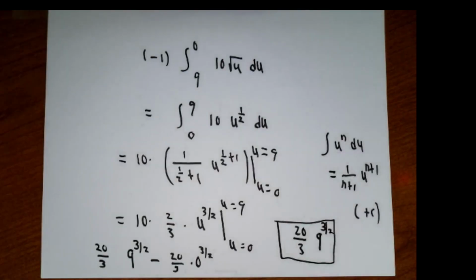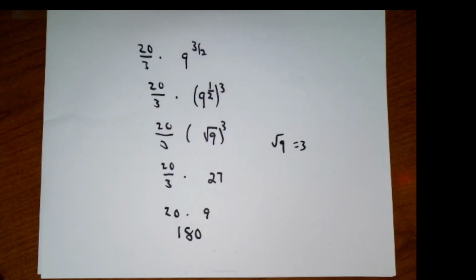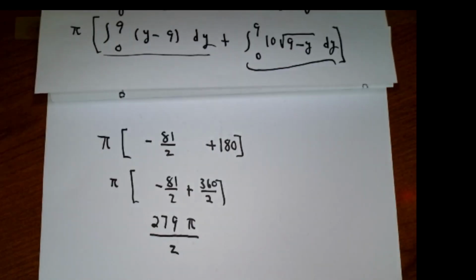Putting the numbers in, this second integral is 20 over 3 times 9 raised to the 3/2 power. I'll go ahead and simplify that a little bit more. So, taking care of the arithmetic, the second integral works out to be 180. Putting all of this back together, I end up with 279 pi over 2. I double-checked this using some techniques from numerical analysis, and it certainly looks as though that answer is right. This is the volume of the three-dimensional solid that we were talking about.